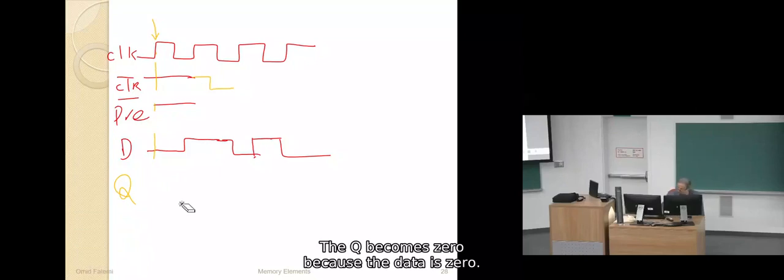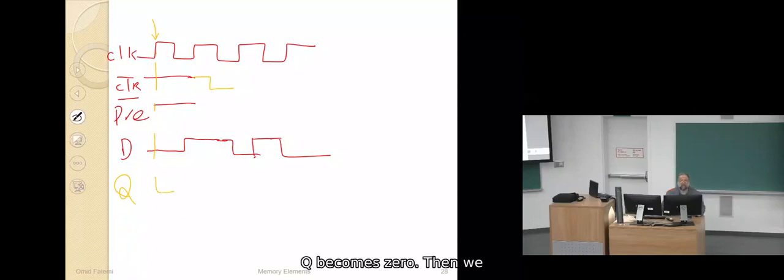The Q becomes 0 because the data is 0. Then we have a rising edge of the clock again here, and at that time the data is 1, so Q becomes 1 here.